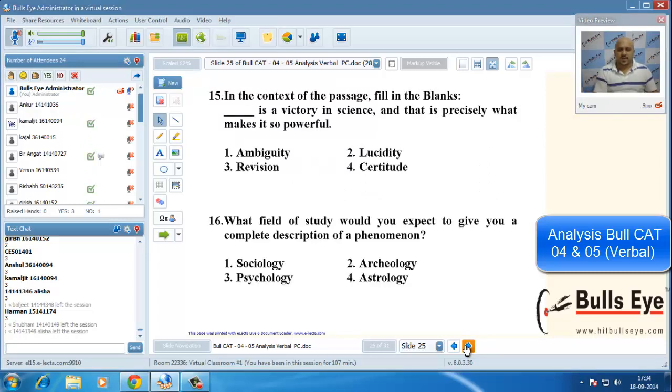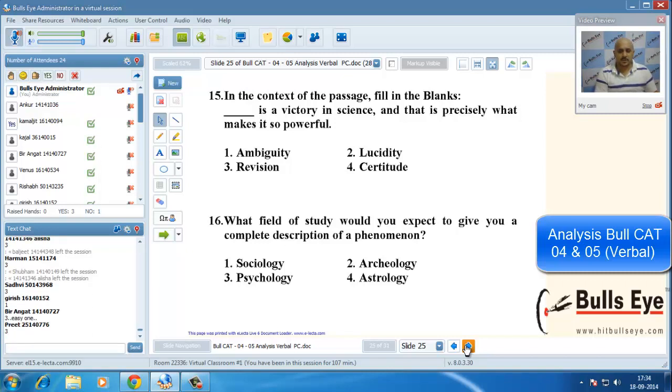Question number 15. In the context of the passage, fill in the blanks. Dash is a victory in science, and that is precisely what makes it so powerful. Ambiguity or revision? Or certitude? Certitude cannot be the answer. Certitude is being 100% sure. He says that science is never 100% sure, so you should leave that out of the window. Lucidity is being absolutely clear. Again, a synonym for certitude. So we leave it out.